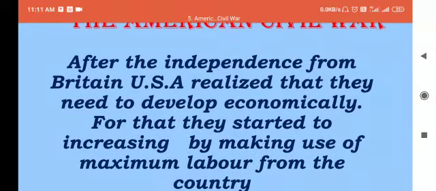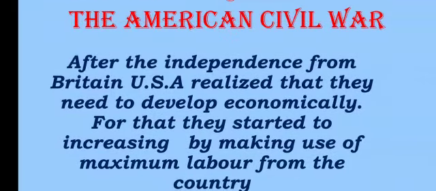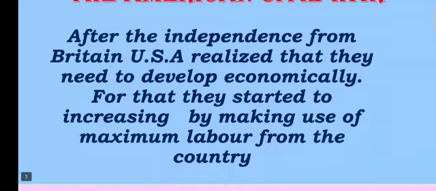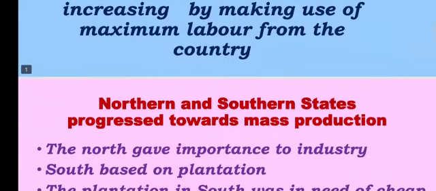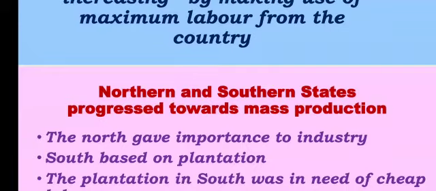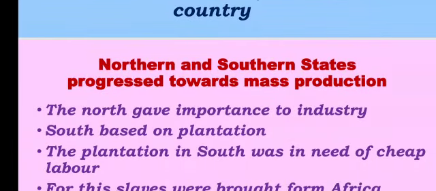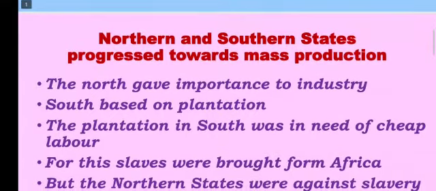After independence from Britain, the USA realized that they needed to develop economically, because it had become economically very backward because of the colonial rule of Britain. For that, they understood that they needed to increase production using the maximum labor available in the country. So, the northern states and the southern states of America decided to increase economic development through mass production, but they adopted different methods for that.